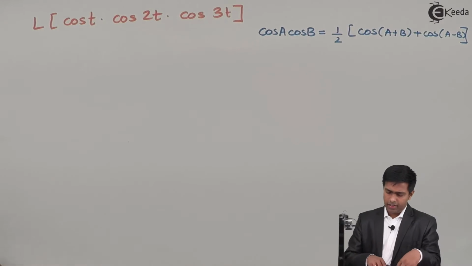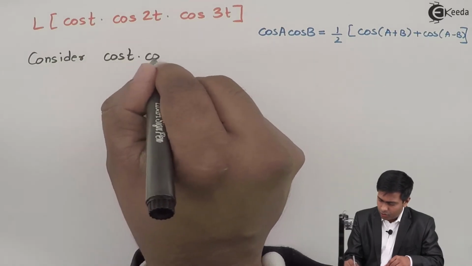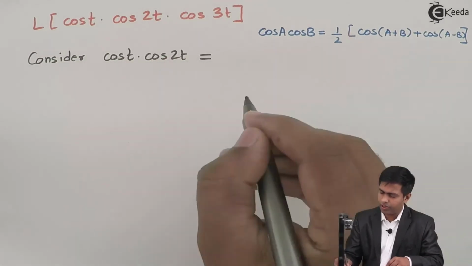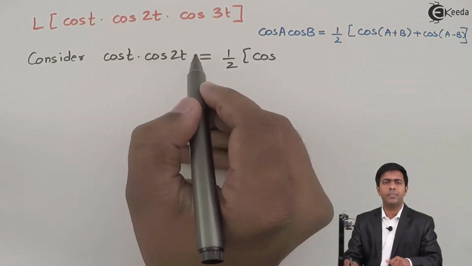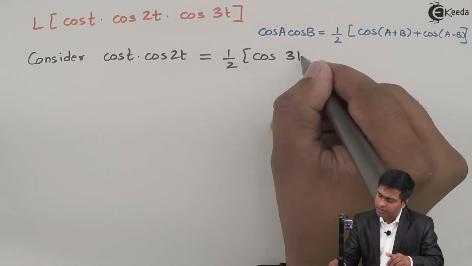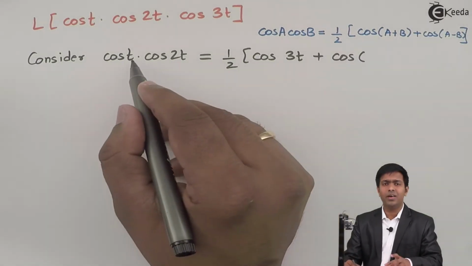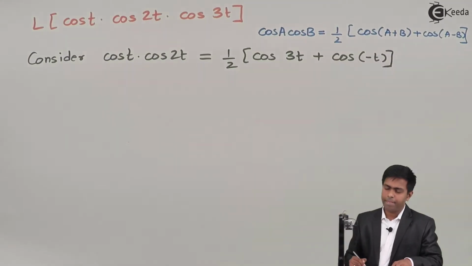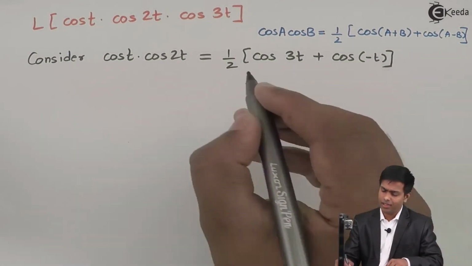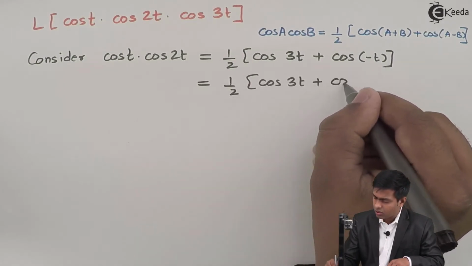So here, let's consider cos of t into cos of 2t. So it is equal to 1 by 2 cos of A plus B. So A is t, B is 2t, addition of that will give us 3t, plus cos of A minus B. It means t minus 2t will give us minus t. Now again we have a formula, that is cos of minus theta is cos theta. So that formula will give us half of cos of 3t plus cos of t.